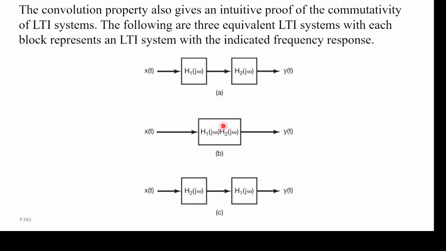But this multiplication is basically just multiplication of numbers. So multiplication obviously commutes. So that's also the same as applying the system with H2 first and then the system with H1. So we see that applying LTI systems in different orders gives the same result. So they commute with each other. This you can also see from our convolution property.